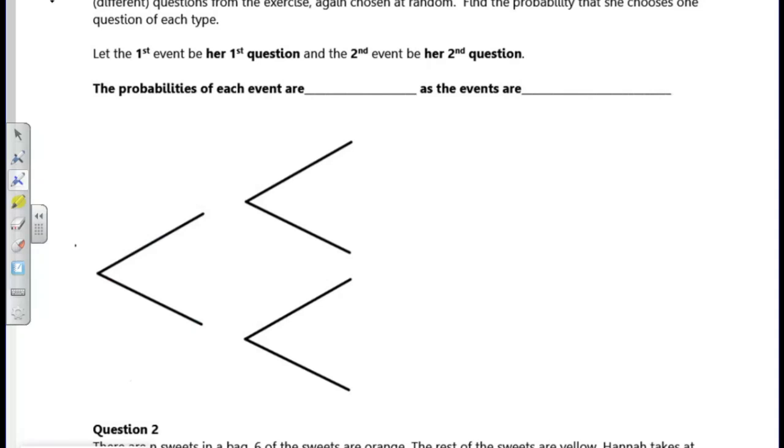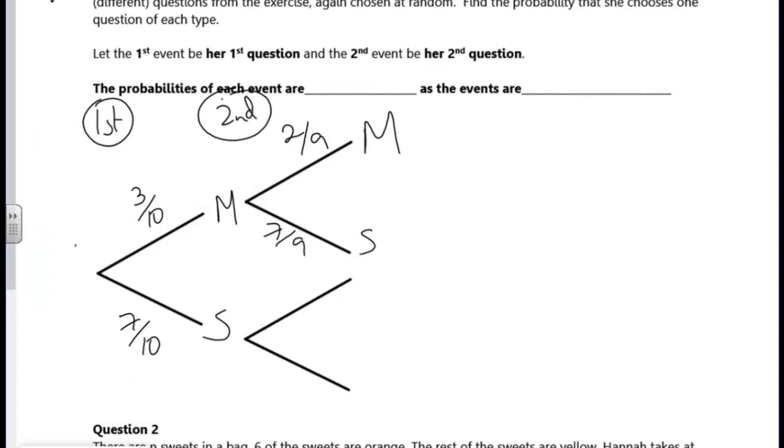So it says a revision exercise consists of 10 questions, 7 on stats, 3 on mechanics. Chloe selects 2 different questions from the exercise, chosen at random. So she chooses a question, then there's one less question to be chosen from. You've seen these at school before. This one's your first question, and this one's your second question.